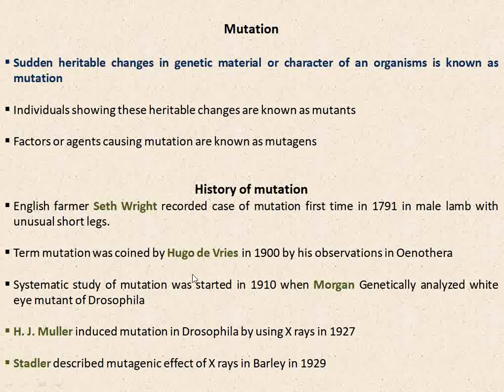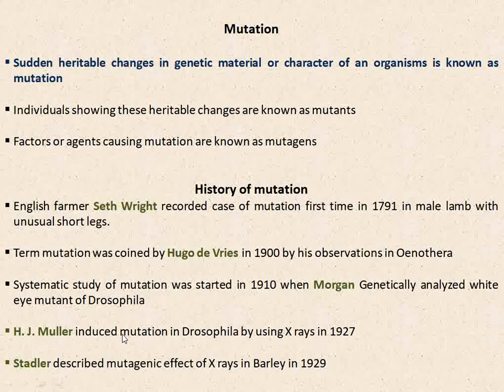The term mutation was given by Hugo de Vries through his observations on Oenothera, one of the organisms under his study. The systematic study of mutation was started in 1910 when Morgan genetically analyzed white-eye mutants of Drosophila. He found one mutant having white eyes instead of red eyes, the normal wild type phenotype. So the systematic study of mutation was first started by T.H. Morgan on Drosophila, where he found one exceptional white-eye mutant.